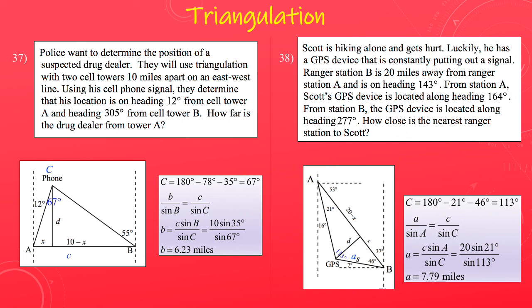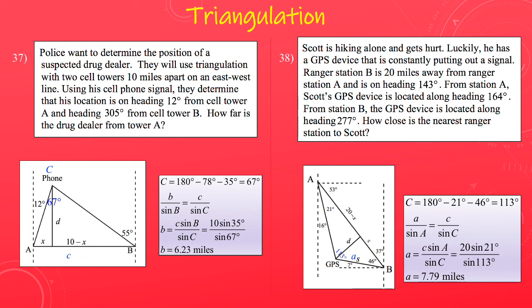Now, knowing two angles allows us to find the third angle, and angle C will be 180 degrees minus 21 degrees minus 46 degrees, which is 113. We would like to find the nearest ranger station to Scott, and that distance, which we found, was the side opposite the smallest angle of 21 degrees.